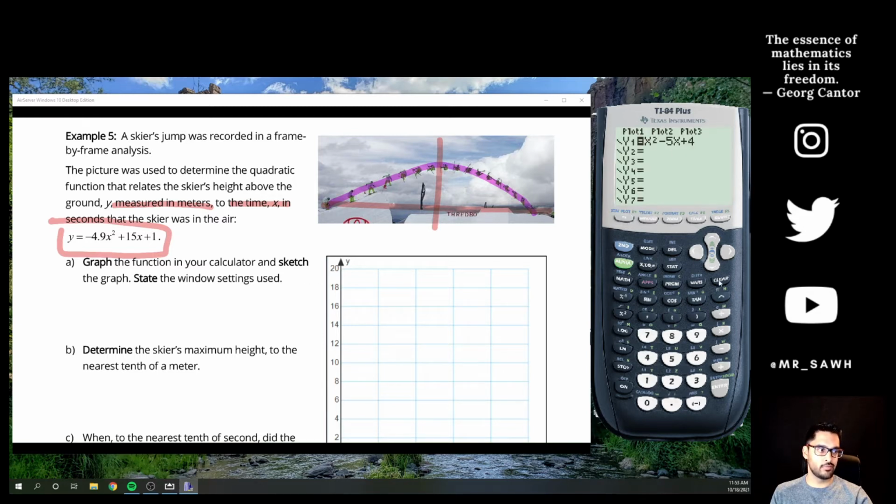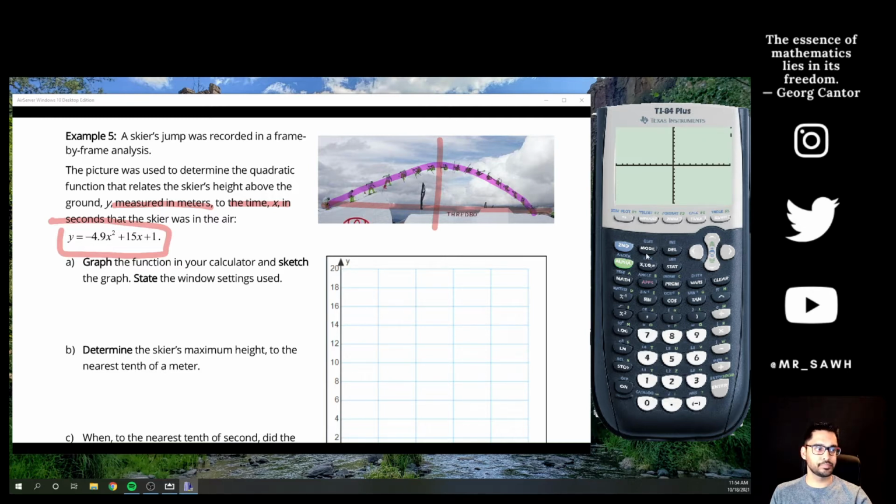So let's go graph it first. So negative 4.9x squared plus 15x plus 1. Be careful not to use the subtraction key here for your negative, or else your calculator won't do what you want. It'll tell you there's an error. The negative sign is the one that's down at the bottom next to enter. So just make sure you use that one.